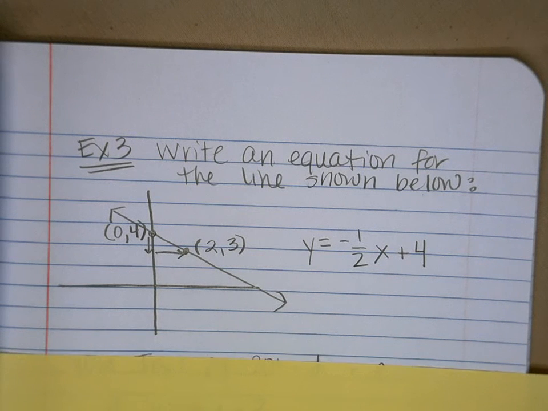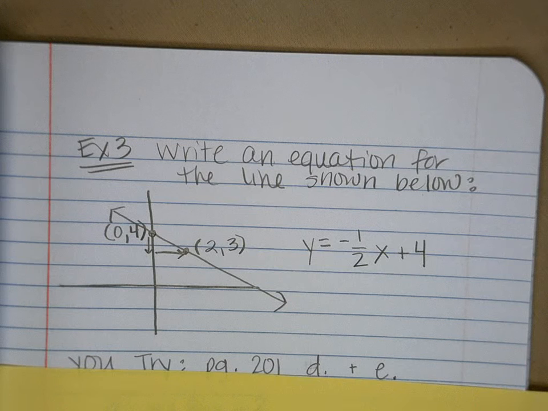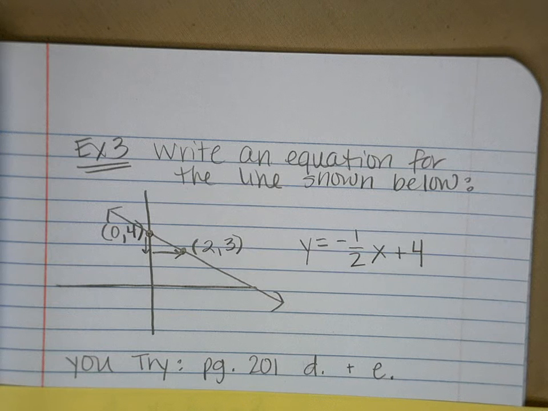Alright, so I'm going to give you guys one to try. Or actually 2. If you turn to page 201 in your book, so turn there. Page 201, and you're going to do, I'll show you, D and E. Do it quietly, please. Alright. So here is where I want you guys to do this.